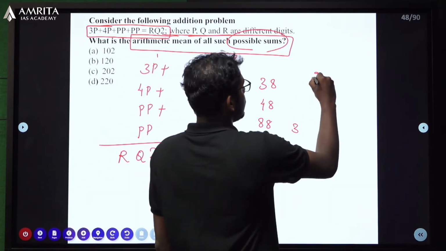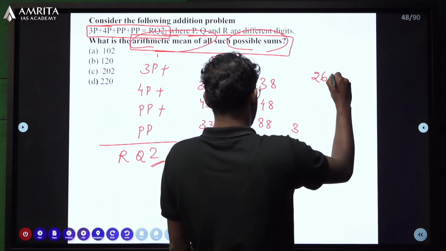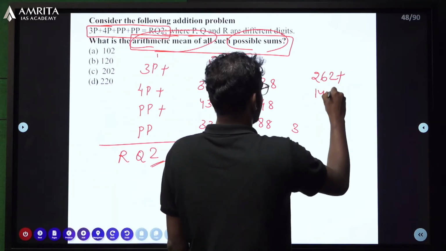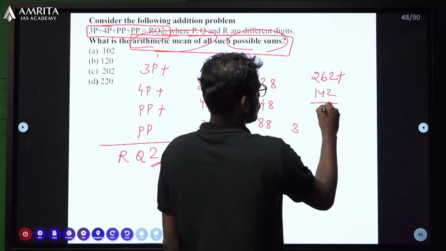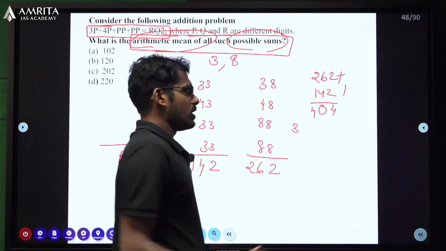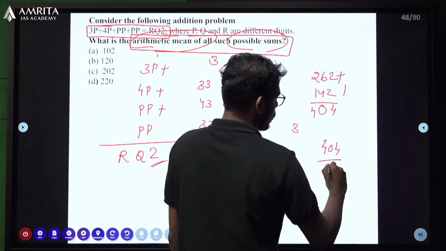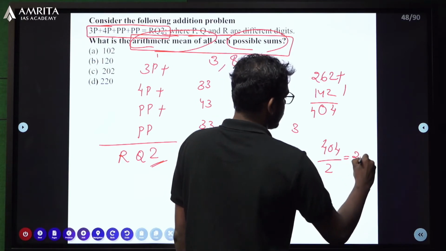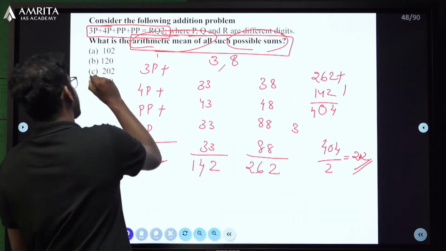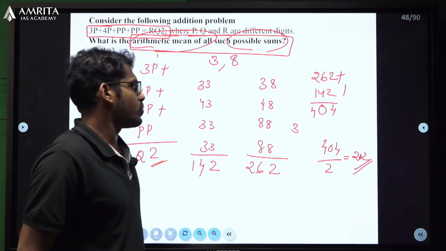Now let's find the arithmetic mean, that means the average of these two numbers. See, 262 plus 142, 2 plus 2, 4, 6 plus 4, 10, 0, 1, 2 plus 2, 4. The mean of 404, 404 divided by 2, the answer is 202. Yes, here option C is the correct answer, answer is 202. Clear? Okay.